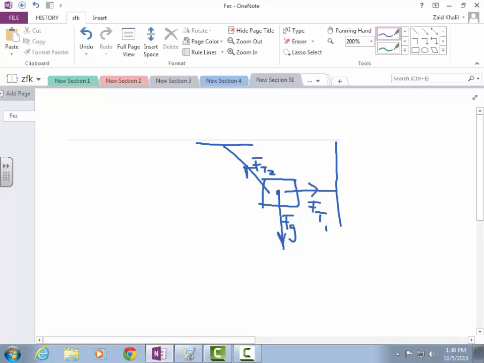Just remember, what you do with free body diagrams is you put yourself in place of that box. And you ask, what would you feel? You would feel that pulling you that way, that pulling you that way, and you would feel the earth pulling you down.